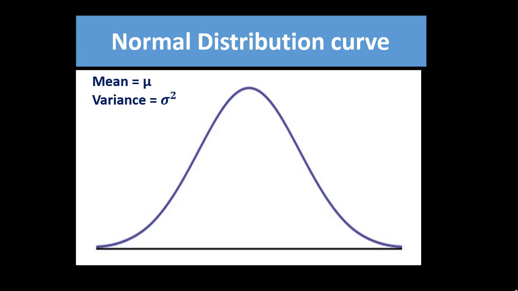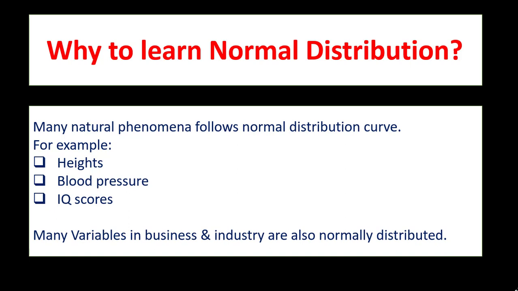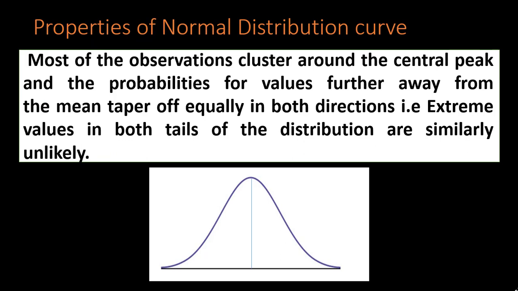This is a normal distribution curve having mean mu and variance sigma square. Mu value is where most of the observations cluster around. And as we go away from mu, the frequencies or the number of observations decrease. Now why learn normal distribution? Because, as I have explained earlier also, many natural phenomena like heights, blood pressure, or IQ scores follow the normal distribution, and it has applications in business and industry. So now let us see the properties of the normal distribution curve.